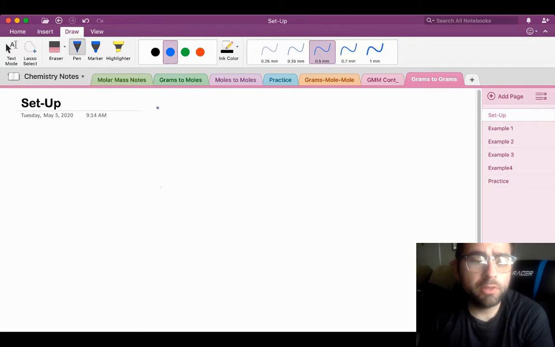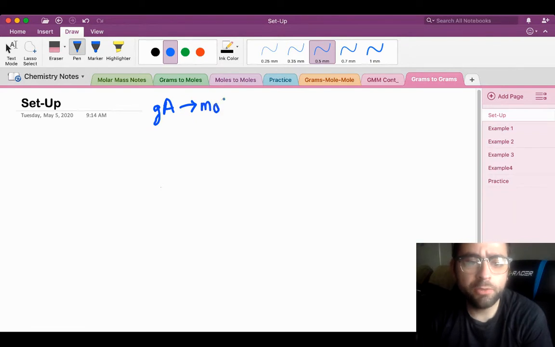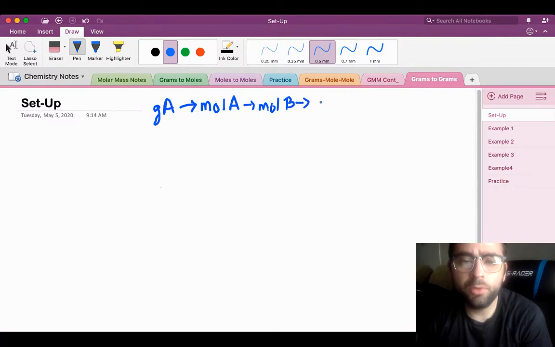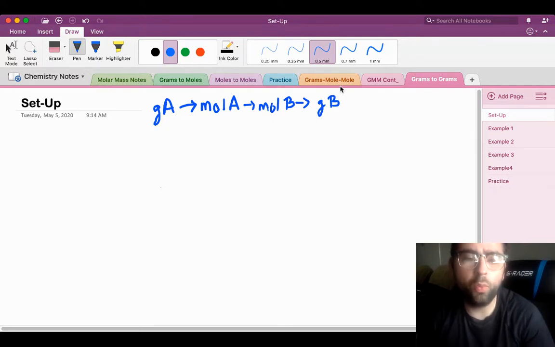So what we're doing is going from grams of substance A. Doesn't matter what it is, it's whatever we're given. It could be a compound, it could be an element, it could be a molecule. And whatever's given in terms of grams, we're going to convert it into moles. So moles of A. We're going to turn moles of A into moles of B. And then we'll go backwards and go from the moles of B to grams of B. And B is the substance of whatever you want.